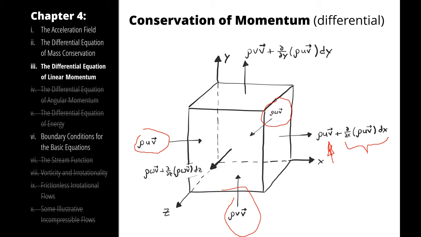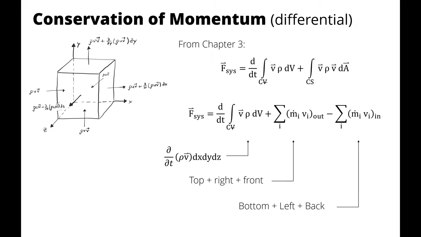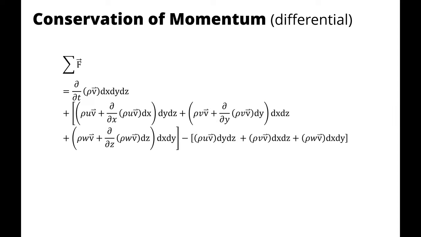When I take these six ingress and egress points and apply them to our conservation of momentum integral relation, they will all appear in the control surface term. My three egress points will have a velocity that is in the same direction as the area vector, and as a result will appear as a positive term. For the ingress points, their velocity is in the opposite direction as the area, and as a result, they will appear as negative terms. For the control volume, I can replace dv with dx, dy, dz, and I'm left with this relationship.